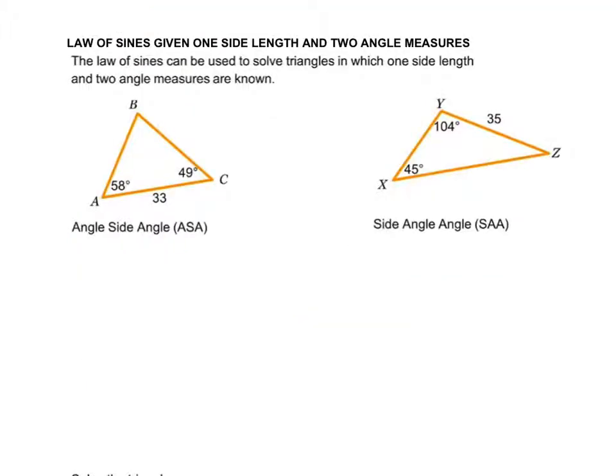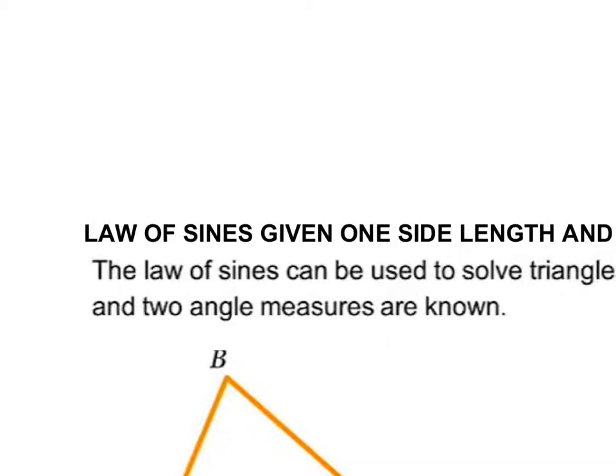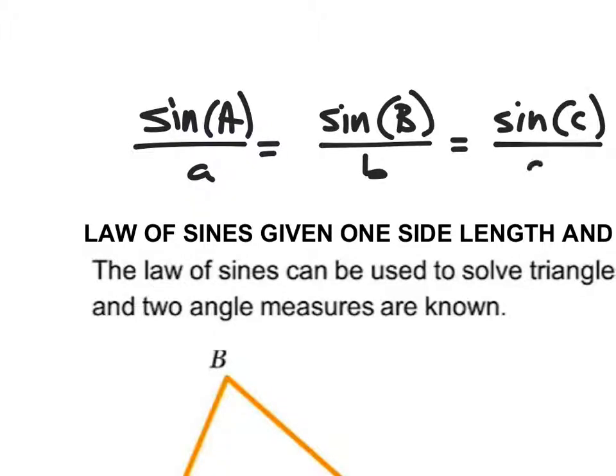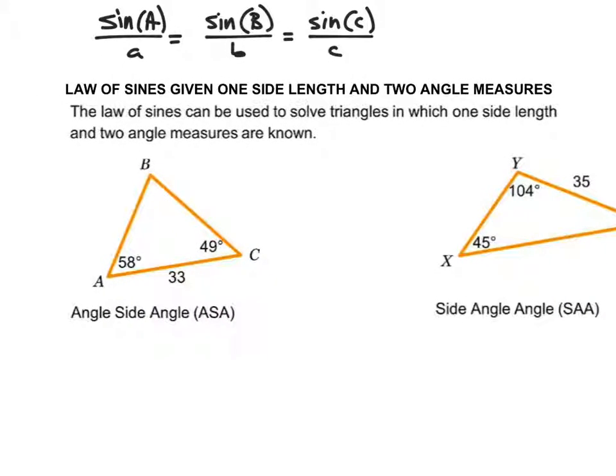All right, so let's take a look at the second page. Let's just write down the law of sines real quick before we do anything else. I'm going to write down sine of angle A divided by side length A is equal to sine of angle B over side length B, and that's all equal to sine of angle C divided by side length C. So what we want to do is solve the triangle using law of sines given one side length and two angle measures, okay?